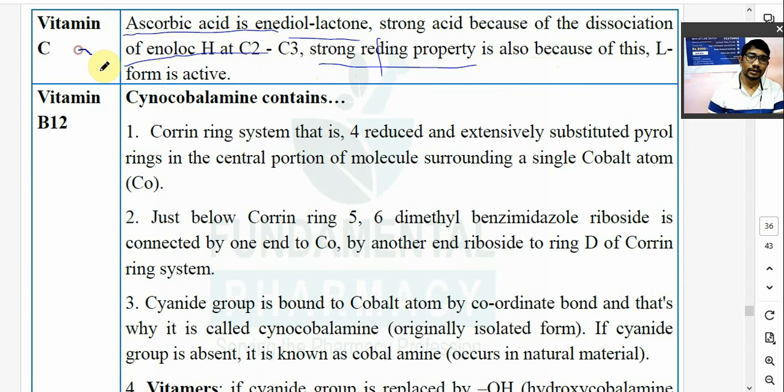दो होता है इसका D and L. L ascorbic acid क्या है, एक्टिव फॉर्म है.